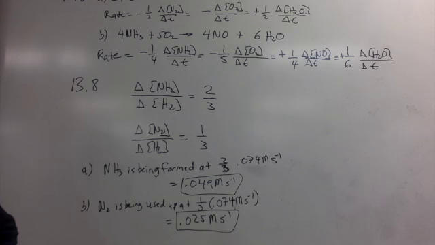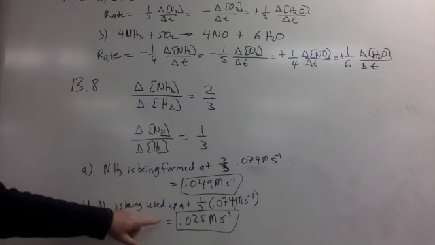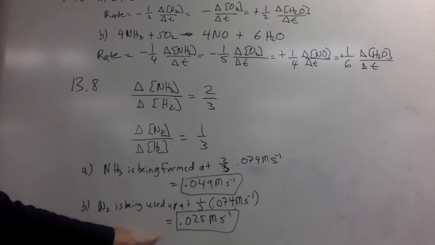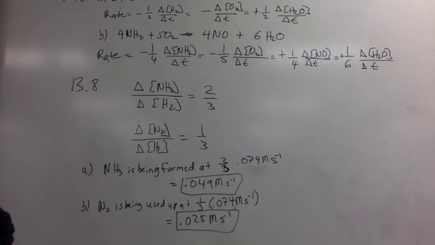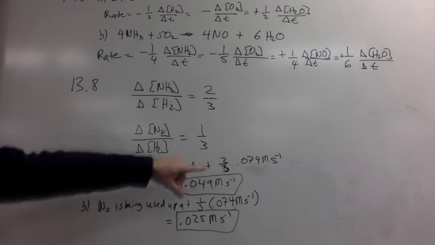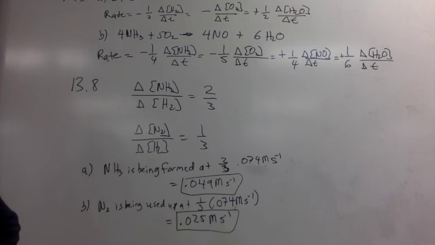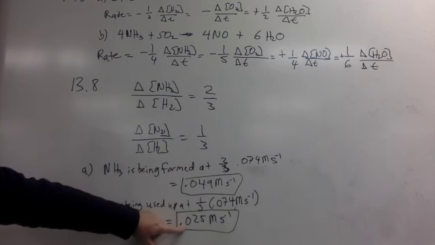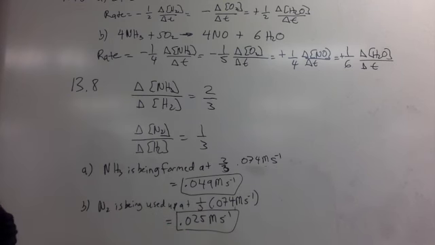Now the back of the book had negative 0.025 because the change in N2 is negative. But notice that they didn't put a negative in front of 0.074, and H2 is also changing negatively. So I went with the idea that rates should be always given as positive values. Even if they're disappearing or appearing, you should always give them as positive values. So I went with 0.049 and 0.025.